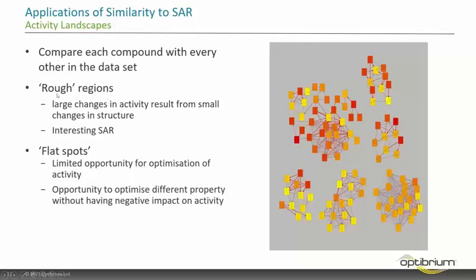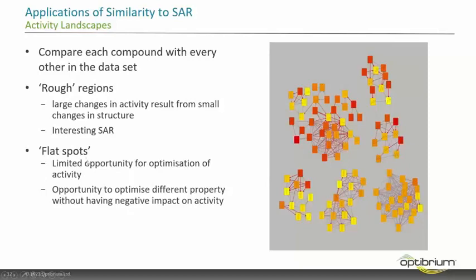And what we might do is look for regions that are particularly rough, where there are large changes in activity from small changes in structure. So you can see some examples here where there are particularly active compounds embedded within a less active space. That indicates some interesting SAR. There's another example here.